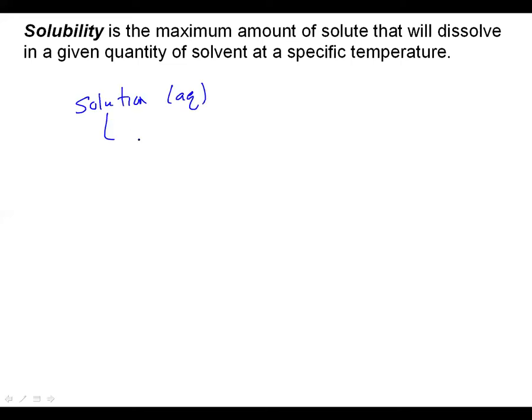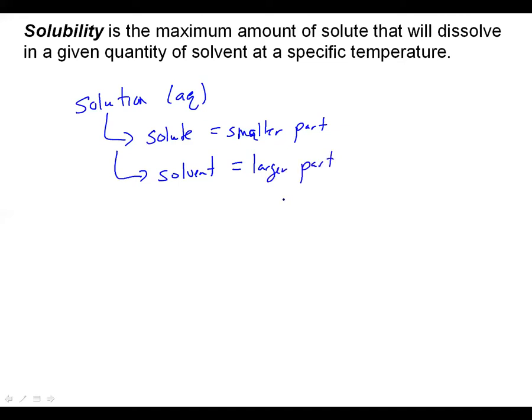really, a solution is made up of two parts. It's made up of the solute, which is the smaller part of the solution, and the solvent, which is the larger part of a solution. So if you take the solute and the solvent, that makes a solution. If we have a sodium chloride solution, the solute is always the name of the solution. So the solute in this case would be sodium chloride, and the solvent would be water. Together they come together and make that aqueous solution.